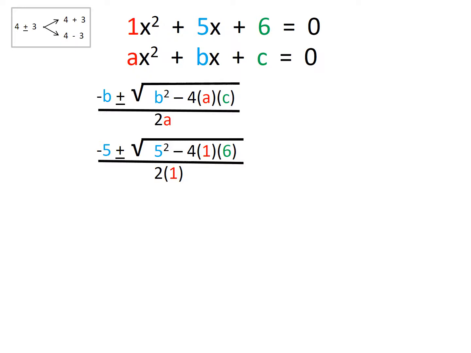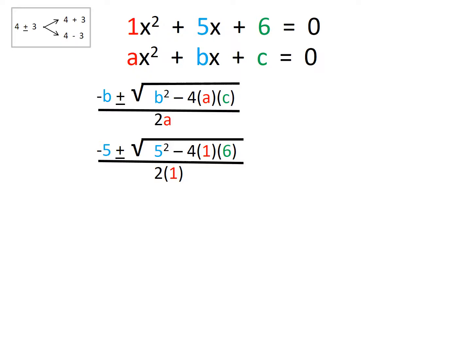Then inside the square root sign, there's another b, so that's going to be another 5, so I replace the b with 5 there. And the 4, that's a constant. That's in every quadratic formula, so we'll leave that alone. The a gets substituted with the 1, and the c in the formula gets substituted with 6. And then the denominator is 2 times the coefficient of x squared, the a, and I replace that with 1. So it looks bad, but it's really not too bad.